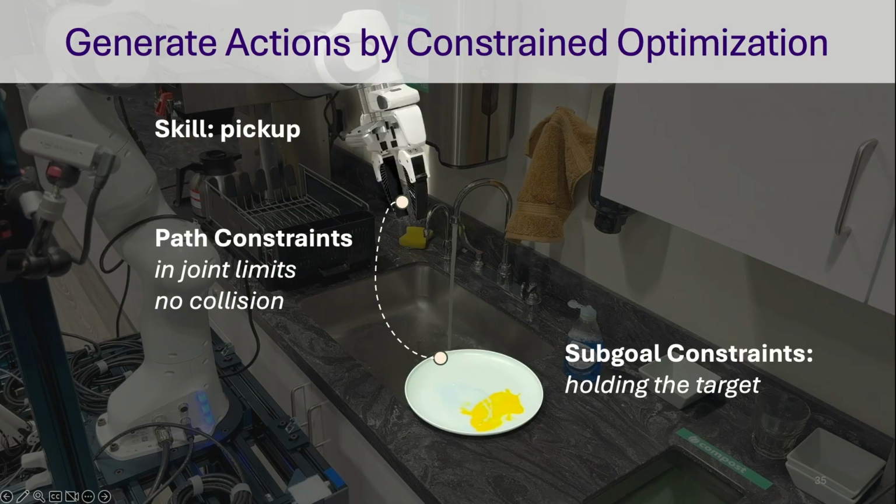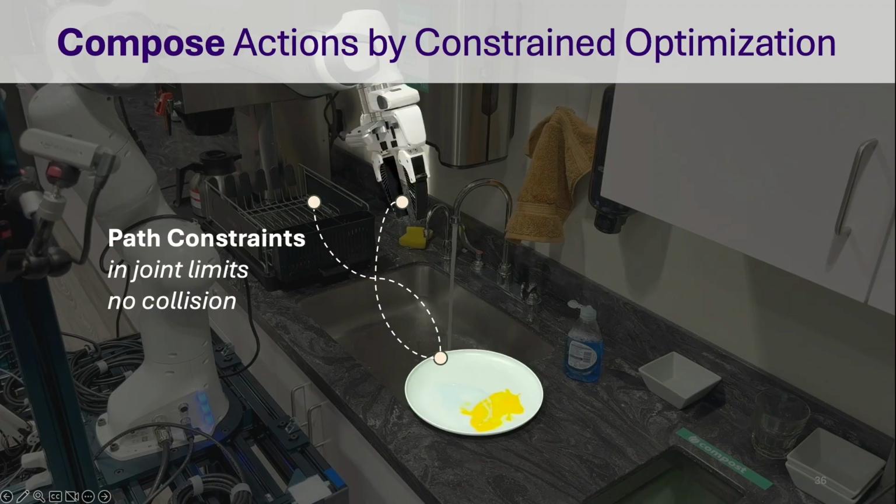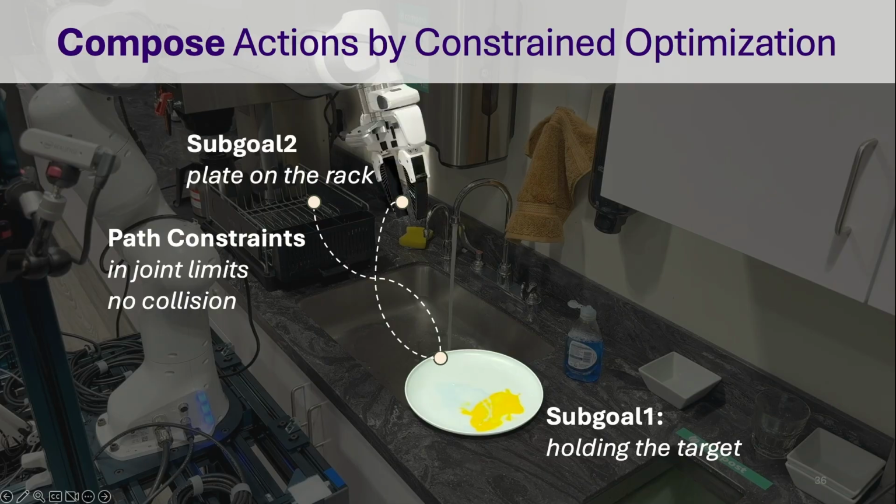An important feature of such a constraint optimization view is that now you can compose actions temporally with a global constraint optimization framework. If my goal is to pick up the plate and then place it onto a dish rack, you still have the same set of path constraints: I want to avoid collision, and I want to stay within my joint limits. I will have one sub-goal, which is that I want to be holding the target, and another sub-goal, which is that the plate is on top of the rack.